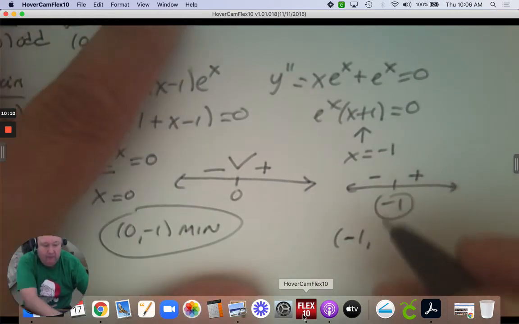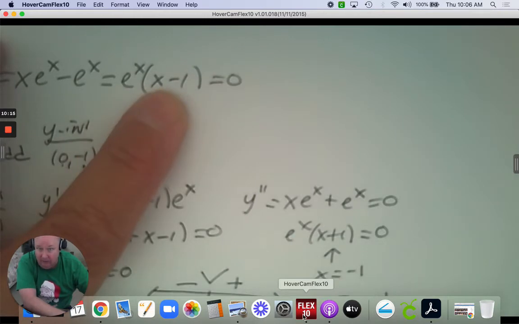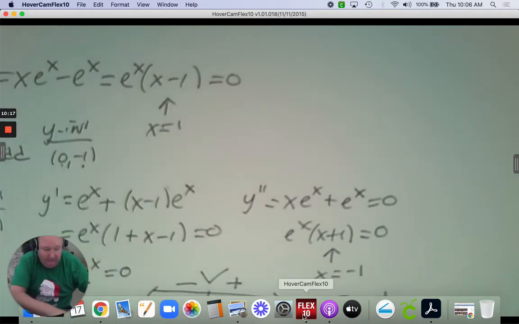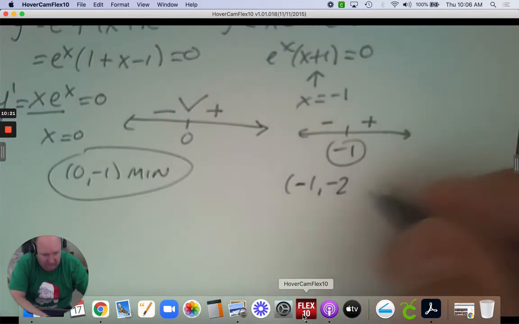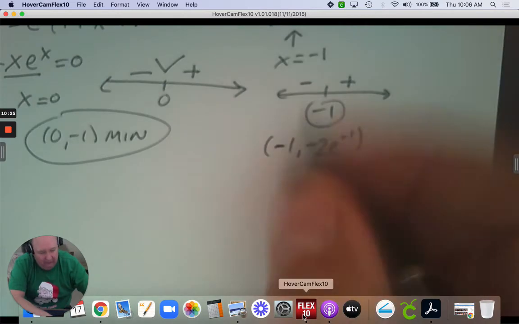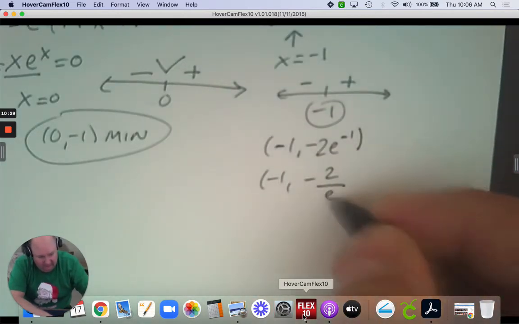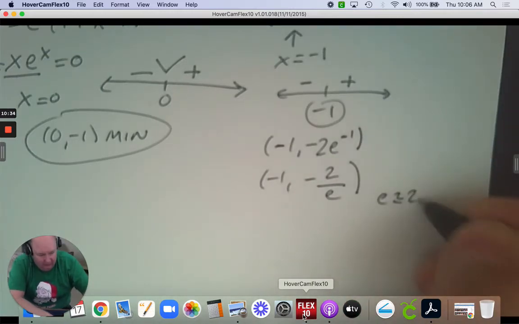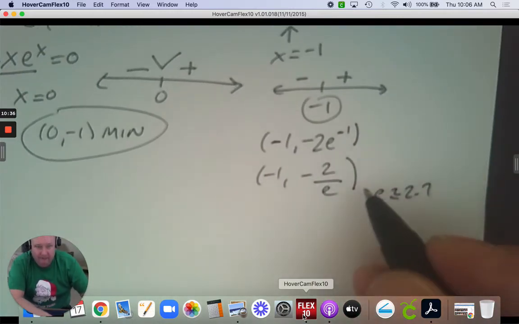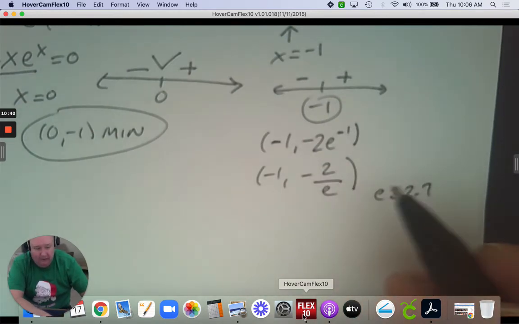So if I plug in -1 into here, -1 take away 1 is -2 e to the x, and x is -1. That's the point. Let me just write that down: -2 e to the -1. So remember that e is about 2.7. So when you divide this, it's a little bit smaller than -1. We can only estimate it on a graph.